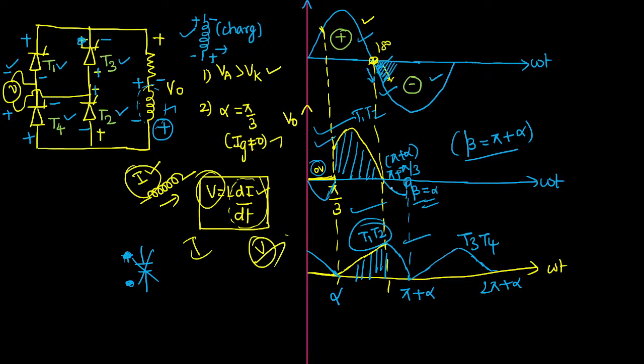You cannot observe this extinction angle when the load is purely resistive. Why? Because if you have only a resistive load, then there is nothing to force your thyristors to continue conduction. Such things will not happen with only a resistor. If an inductor is there, some amount of energy will be stored there. That energy will freewheel through the thyristors. Then you can observe this kind of pattern.